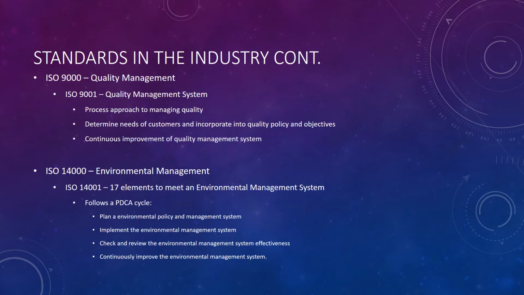And then also used in this industry is ISO 14000 environmental management, and the subset of that, ISO 14001, which outlines 17 elements to meet an environmental management system. And this also follows the Plan, Do, Check, Act cycle, which really entails planning an environmental policy and management system, implementing the environmental management system, and check and review that that environmental management system is effective, and then continuously improve that system to reduce your impact on the environment.